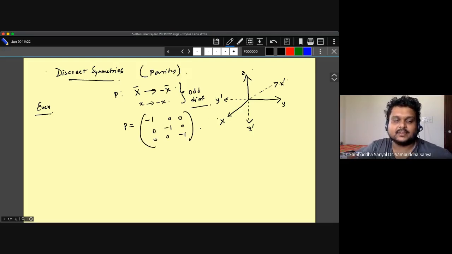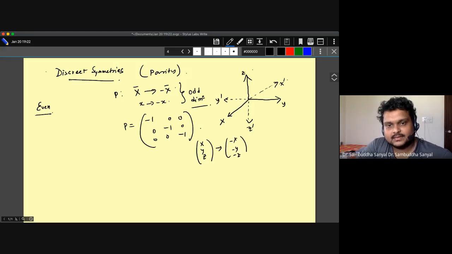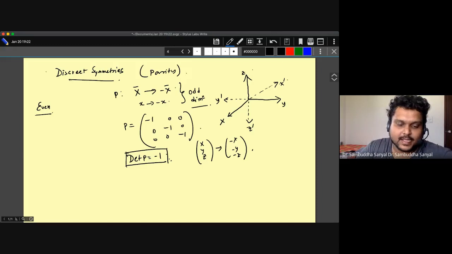So this acts on a vector. You can imagine if it acts on a vector x, y, z, it will take it to minus x, minus y, and minus z. And the characteristic property of this, the determinant of P, is -1. So this is one critical definition. Now you can imagine that if you just do that much, the determinant will be +1 and it won't be really the same thing as that. It will be some operation, but it is like a 180-degree rotation.